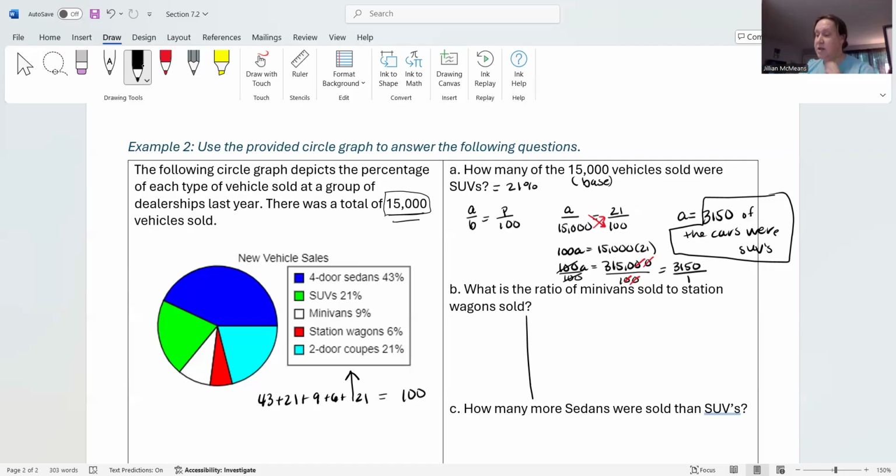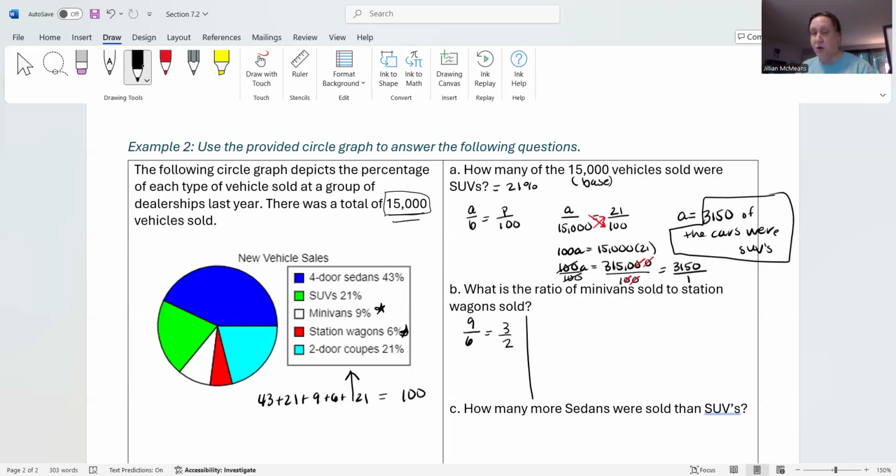We're going to write our ratio of minivans to station wagons. So we know minivans were 9%, station wagons were 6%. So I'm going to write 9% to 6%. They're both divisible by 3. So I get 3 to 2. So that means for every 3 minivans sold, there were 2 station wagons sold.